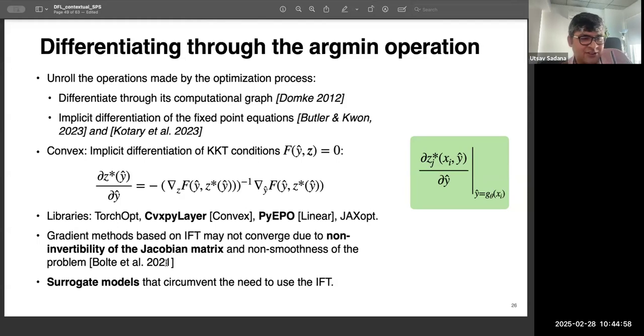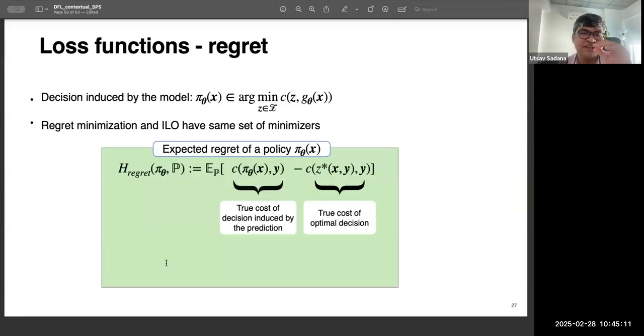So now what we want is not do implicit differentiation. Can we do something else? That's the goal. Can we construct some surrogate models that circumvent the need to use implicit differentiation, the implicit function theorem? So these models are that we can, now I need to rush, I think.